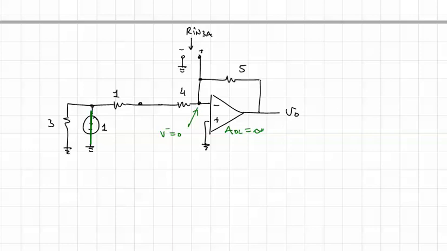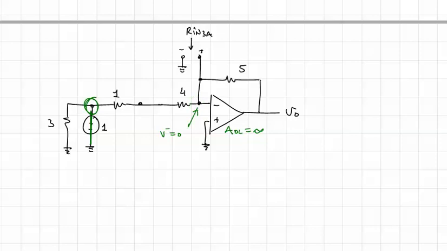But you have to recognize that the 4 ohms plus the 1 ohms is connected between 2 nodes. One of those nodes is actually grounded right here. The other one is a virtual ground. But there's 0 volts across those resistors, so no current flows. That's the trick. There's 0 volts across those resistors.